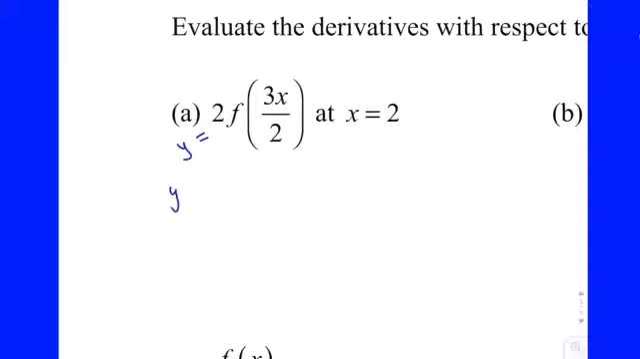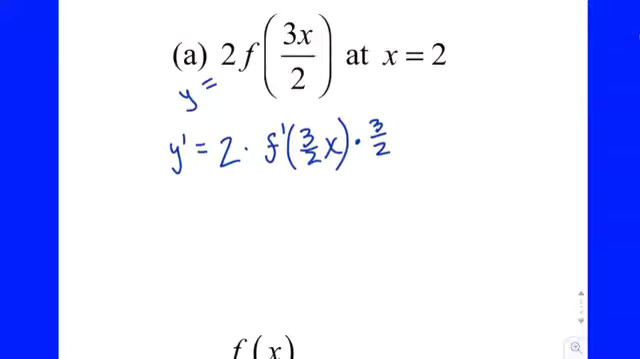The left side becomes y prime, or dy dx. The 2 in the front goes along for the ride, right? Constant multiples are there in the beginning, there at the end. So we have f of blob. What's the derivative of f of blob? F prime of the blob. I'm going to write that as 3 halves x, and then times the derivative of the blob, which is what? 3 halves. Good.